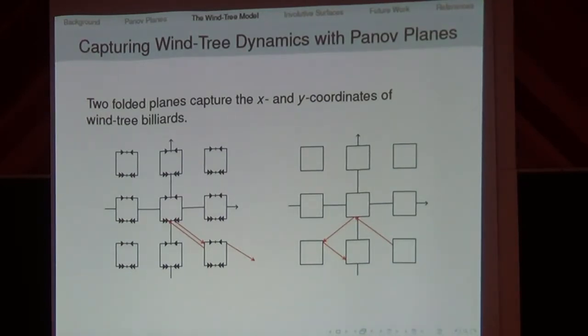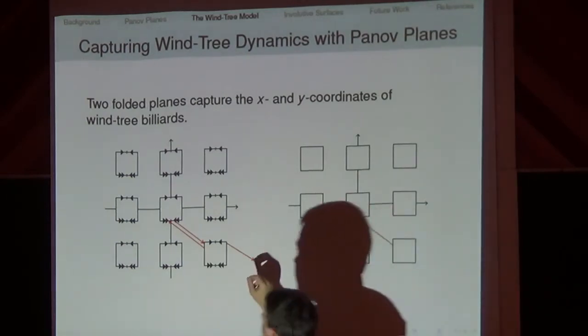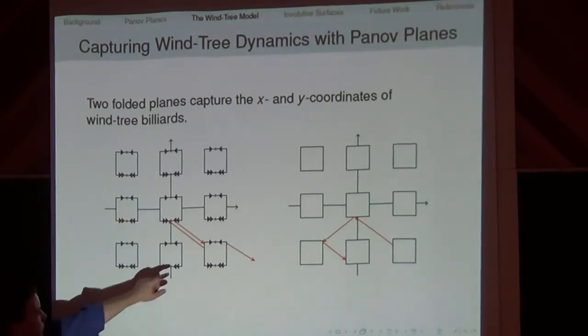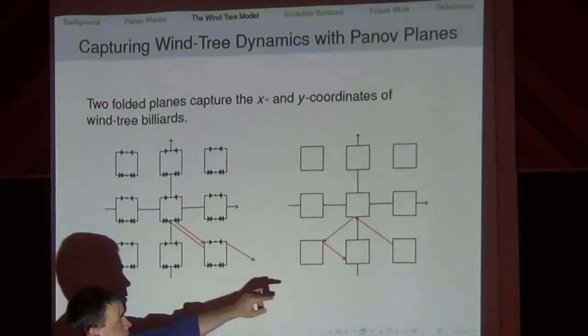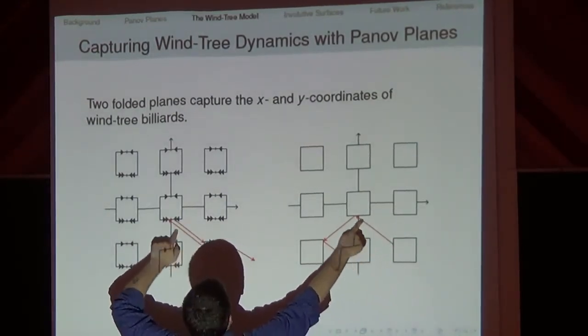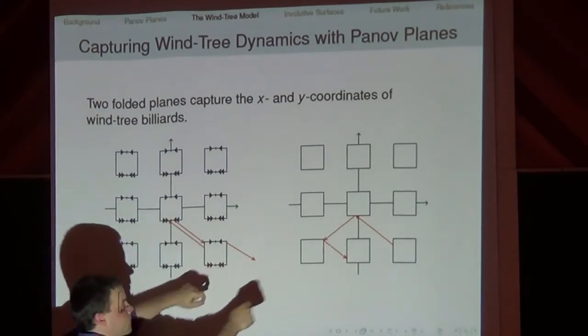Okay. So now here's something that's really super interesting. If you use these Panov planes, you can actually capture the dynamics of the wind tree billiard in a neat way. If you take this Panov plane where you only fold these horizontal legs of your L, and you look at a geodesic on this plane, and then the corresponding geodesic on the wind tree model, the y-coordinates of these 2 trajectories are always the same.